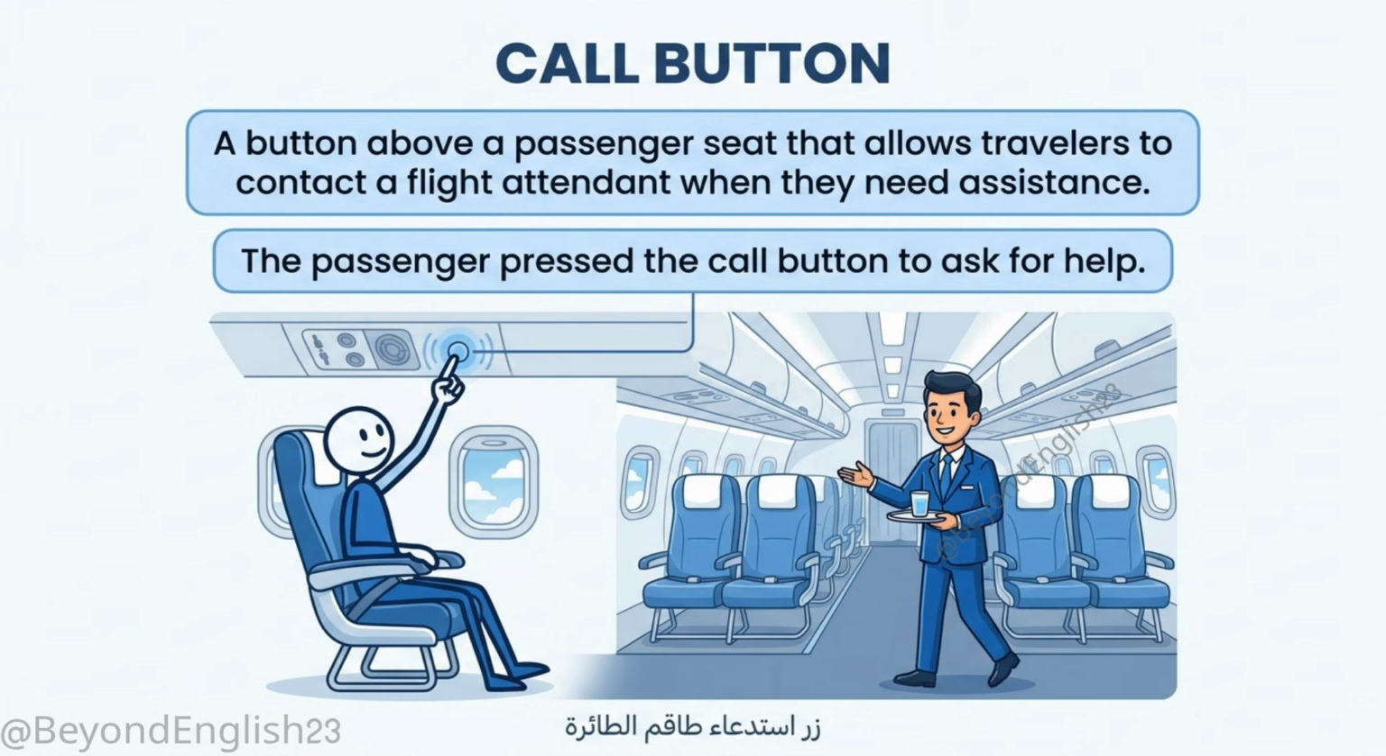10. Call button. A call button is a small button above your seat that allows you to contact a flight attendant when you need assistance, such as requesting a drink or asking a question. Example: the passenger pressed the call button to ask for some water.